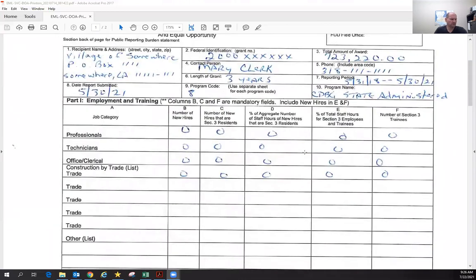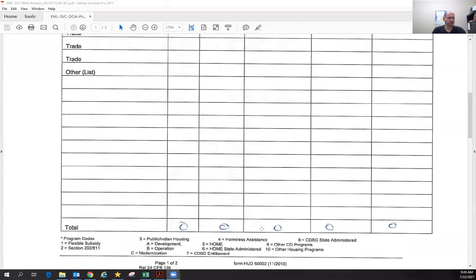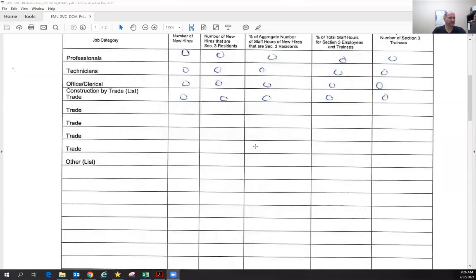Okay, in part 1, for this purpose, we're going to assume that there were no new hires. So therefore, you would put zeros all the way across and then total them up down at the bottom. If for some reason there was a new hire, you would put them in the appropriate category and then do the numbers and percentages, okay?